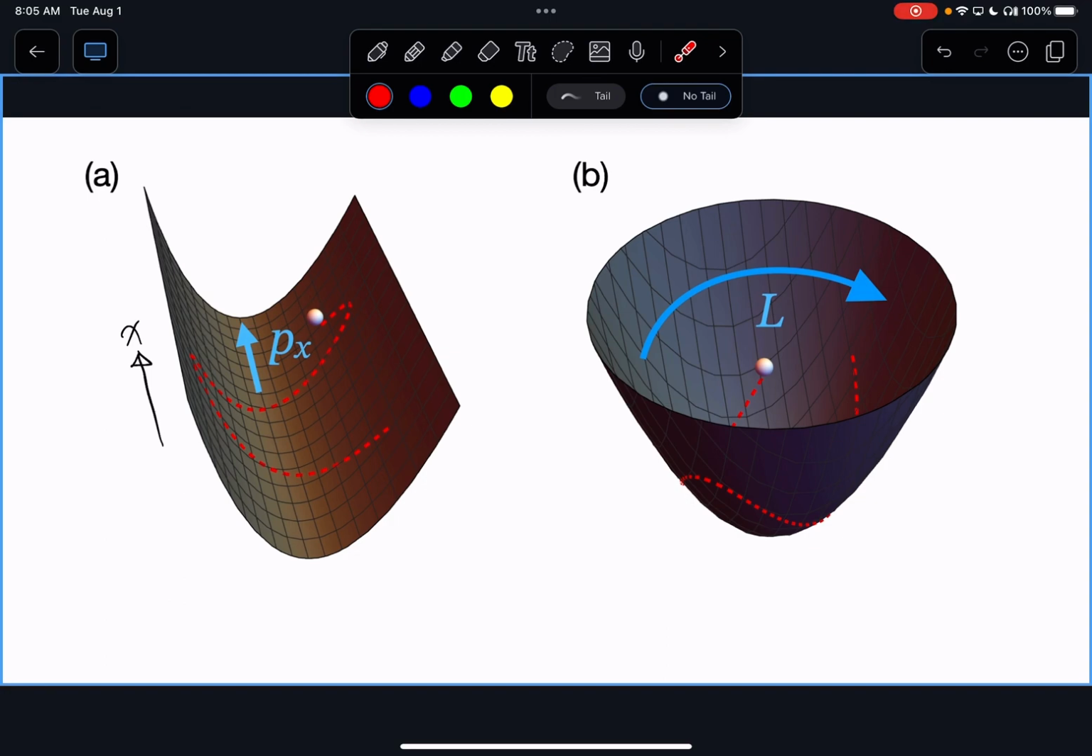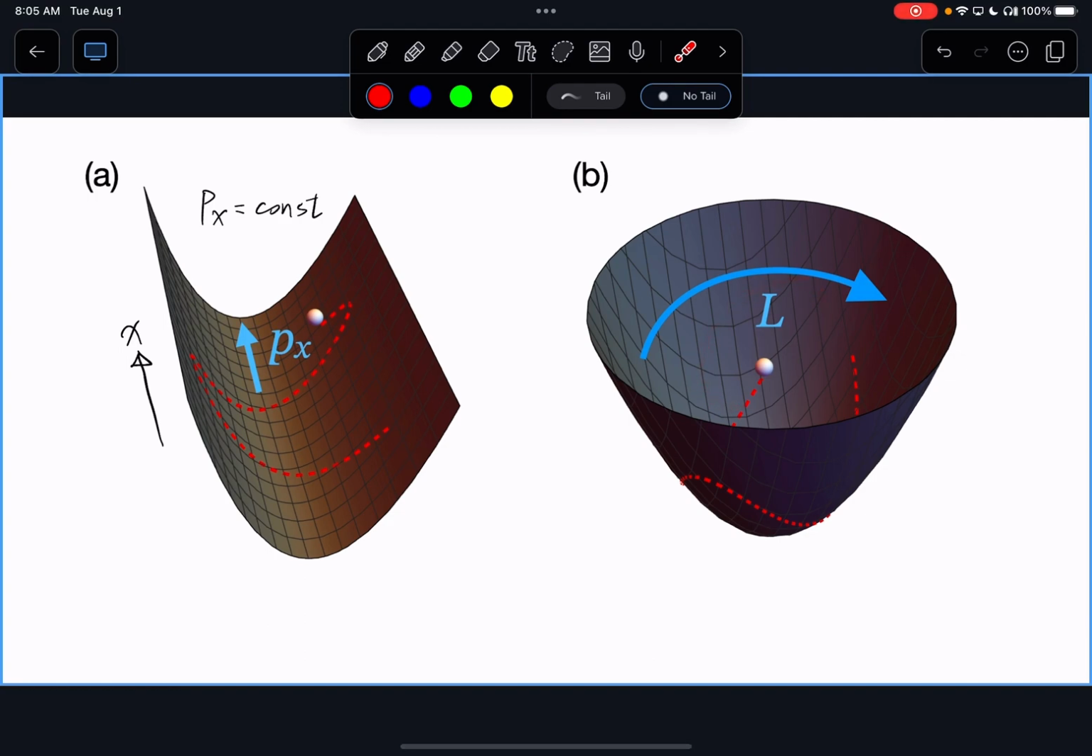Because the ball will keep moving in the x direction, it will oscillate in the other direction, but the motion in the x direction is the same. So for this case, the x momentum is conserved. This is because the valley is extending all the way along the x direction. The valley will look the same as you go along the x direction.